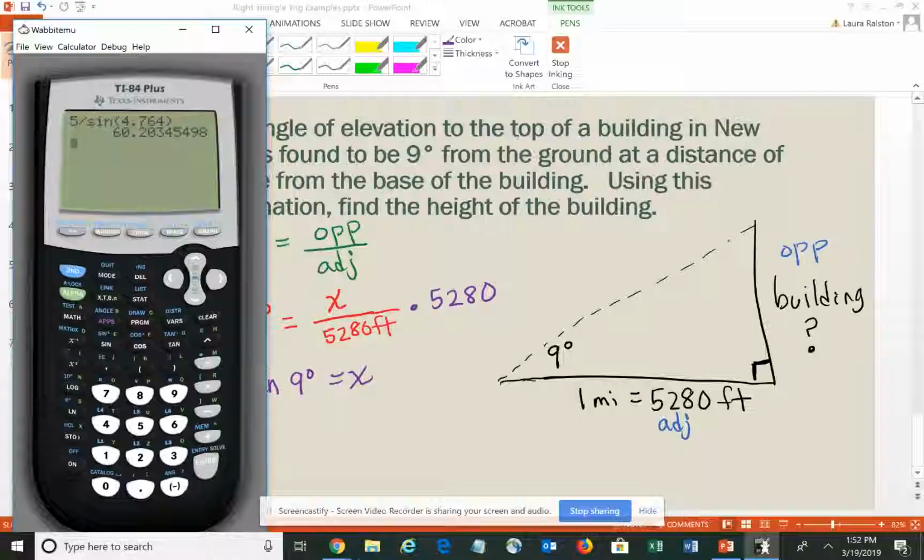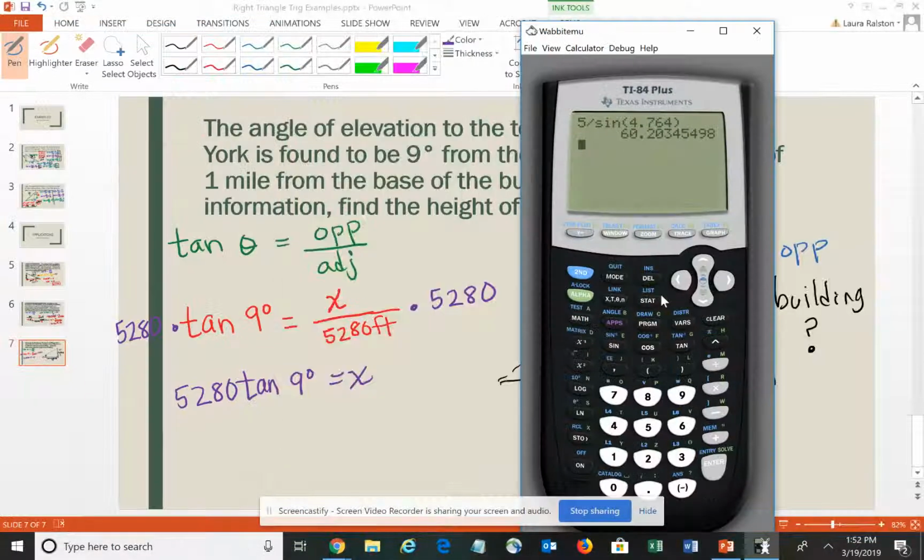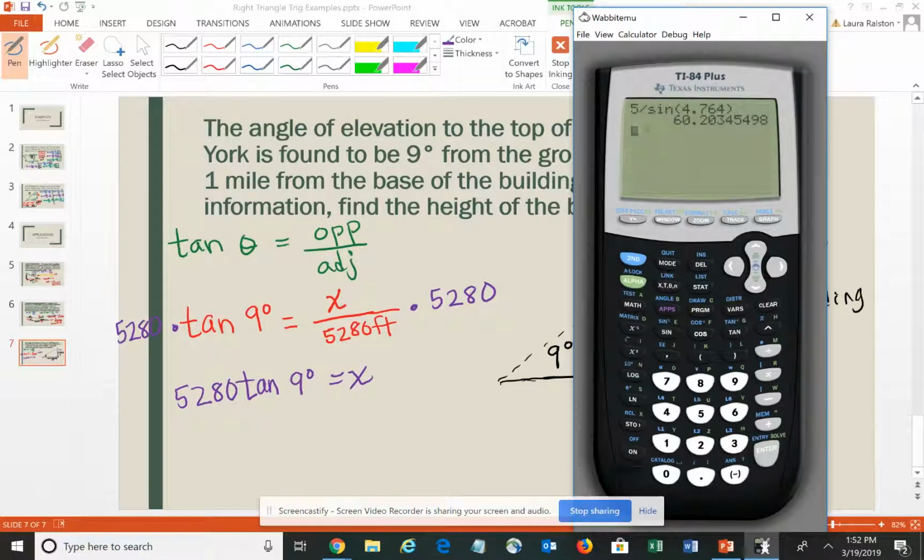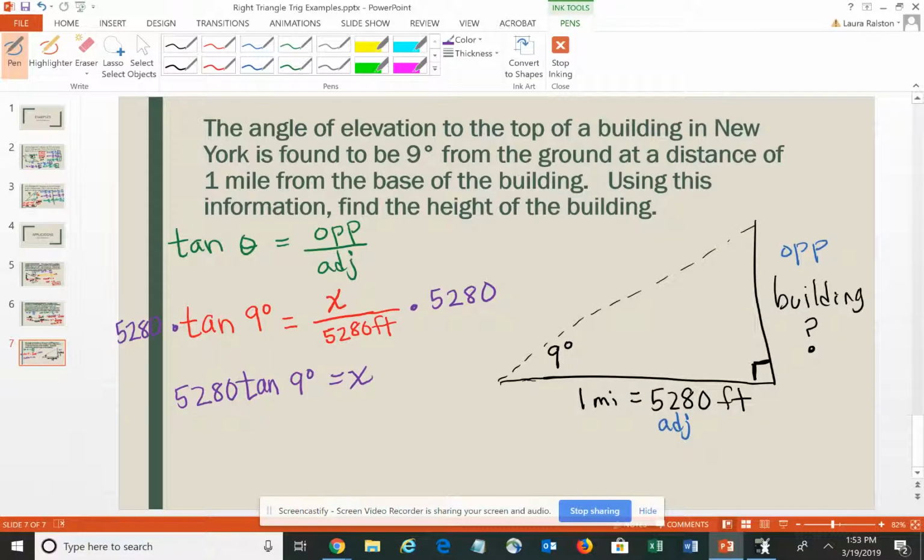Okay, so here we go. We want to do our calculations. So I'm going to type 5,280 tangent of 9. We already have it in degree mode. And we get 836.27 feet. Okay, so roughly the building is 836 feet tall.